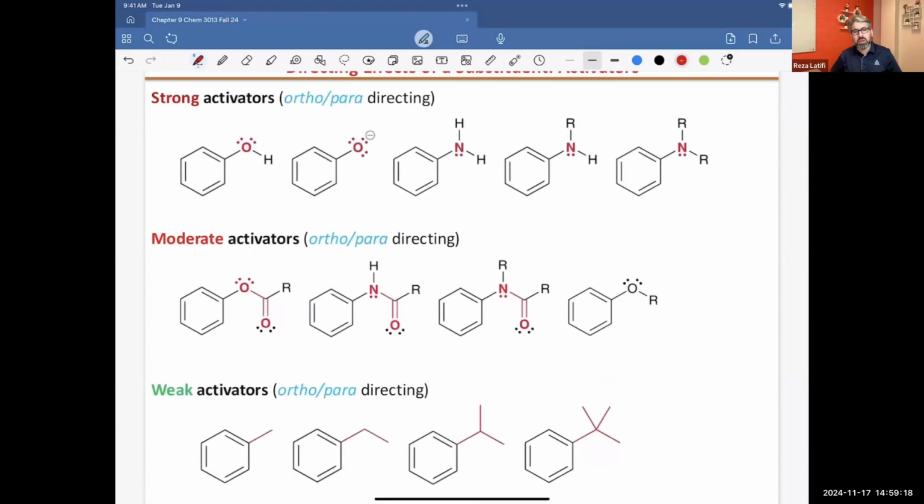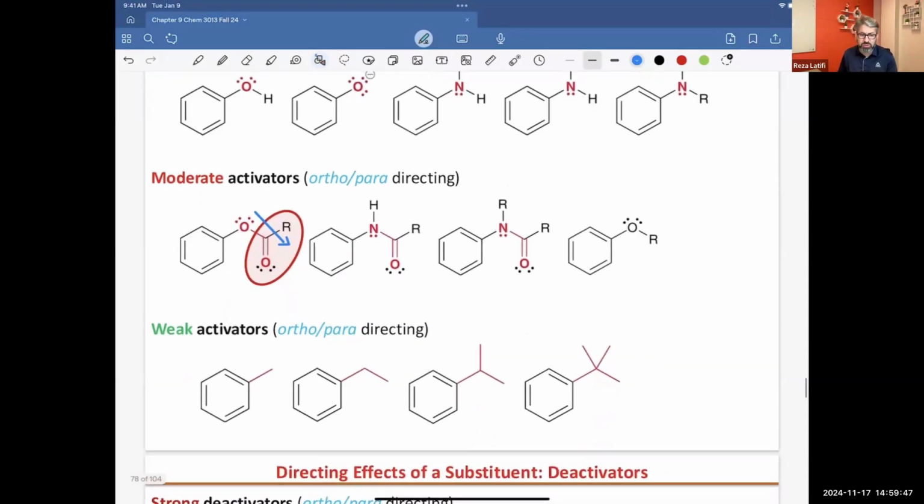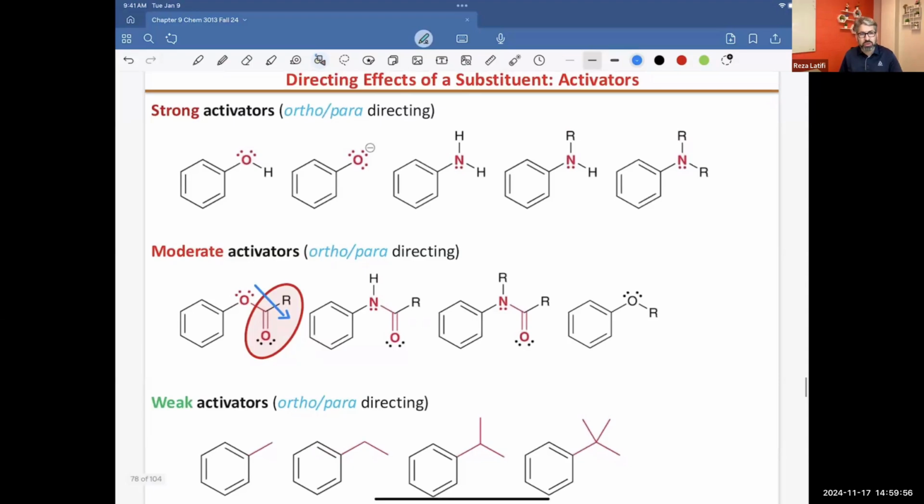If you have a lone pair on a heteroatom, you will have a strong activator. And if you attach a group with sp or sp2 hybridization, you will moderate the strength. Technically you are going to pull some electron density from the heteroatom, and the heteroatom will be weaker in sharing its lone pair with the ring. And if you replace the heteroatom by an alkyl group, then you will have a weak activator. It still is an activator, but weak. And look at the activators: all of them are directing to the ortho and para positions.